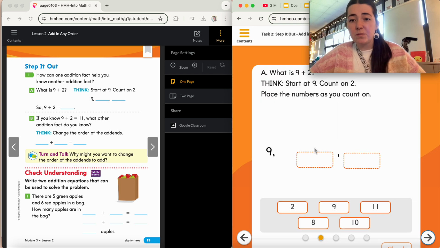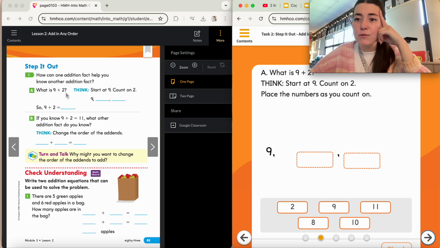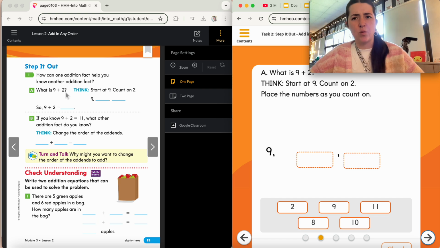So, A says, what is 12 plus 2? And it says, think. We're going to count on. Or, sorry, did I say 12? Whoa, Miss Meadows' brain is not working. I hope you caught that mistake. What is 9 plus 2? We're going to start at 9. We're going to put 9 in our head, and we're going to count on 2.